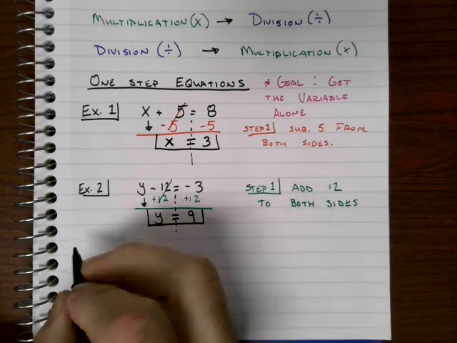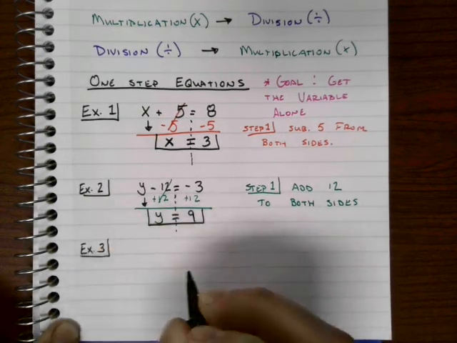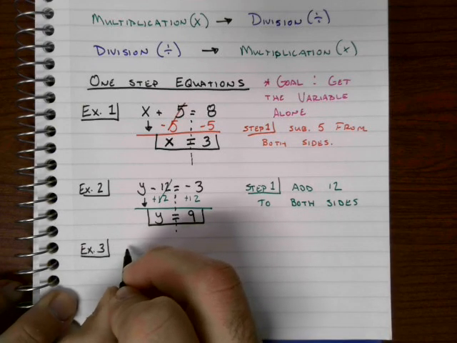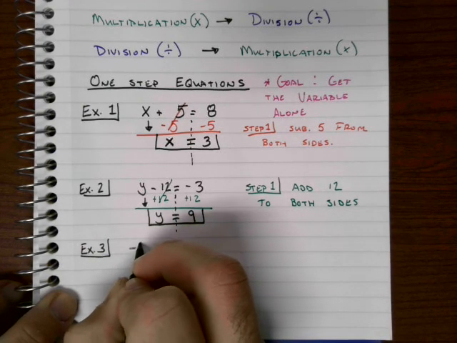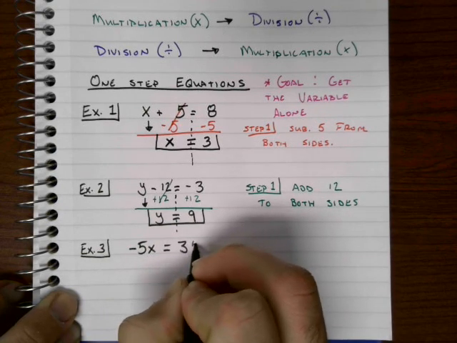Let's look at another one. And we're going to do one of each. Let's say I have negative 5x equals 35.